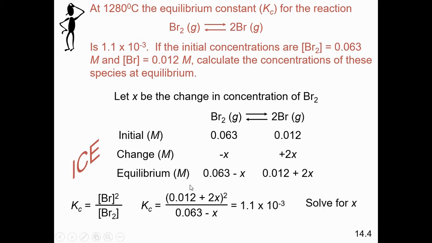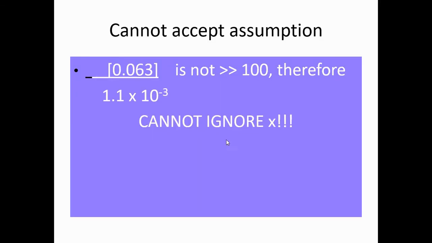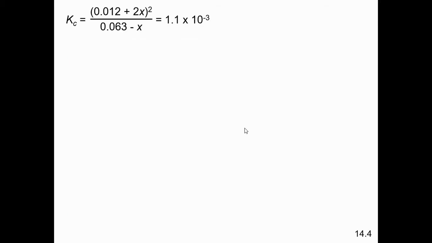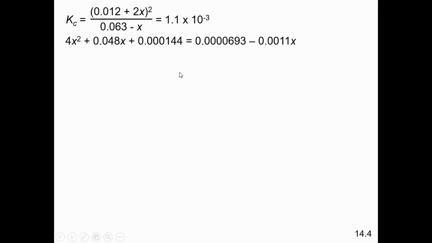So we're going to take the initial concentration that's given, which is 0.063, and divide it by the K eq that is given in the question, 1.1 times 10 to the negative 3. So it is not greater than 100, so therefore you cannot ignore x. So what you have to do is solve it without ignoring this plus 2x. So it's going to be a lot more math.